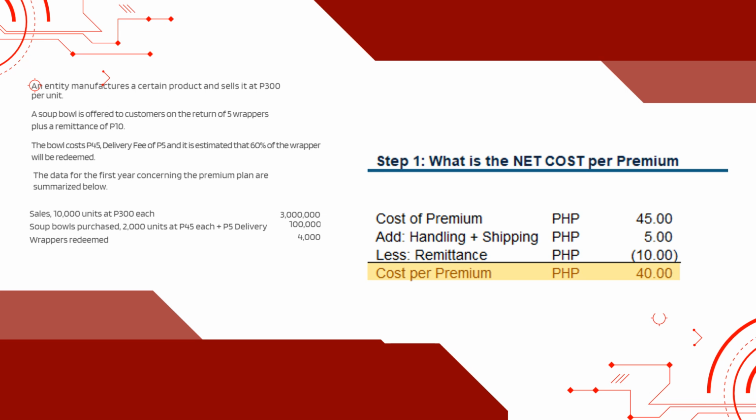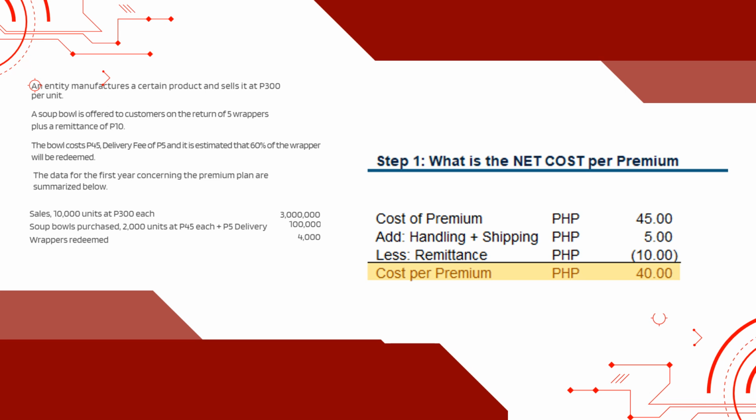You buy, and then for you to claim the premium, which in this case is a soup bowl, all you have to do is provide 5 wrappers plus 10 pesos. So, your purchase of the premium becomes just 10 pesos. Right? So, what are the other information? The bowl costs 45, but there's also a delivery fee of 5 pesos. And that, 60% of the wrappers will be redeemed. Right? And then these are just sales data.